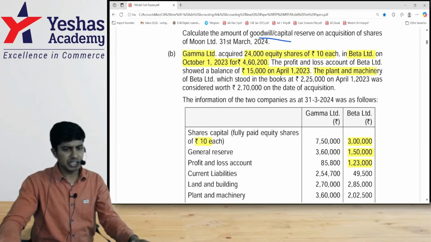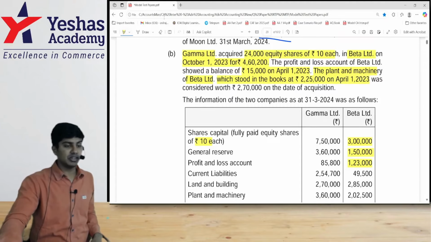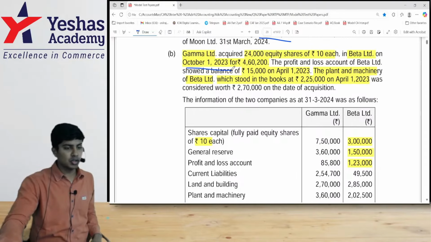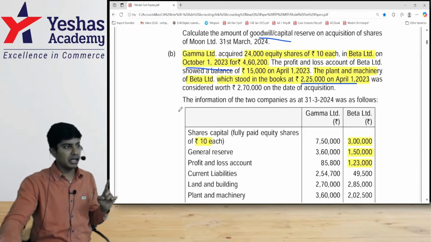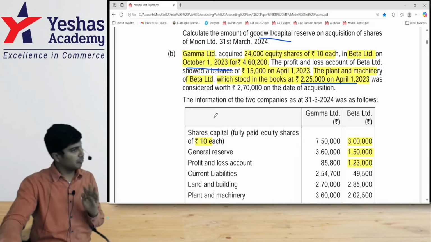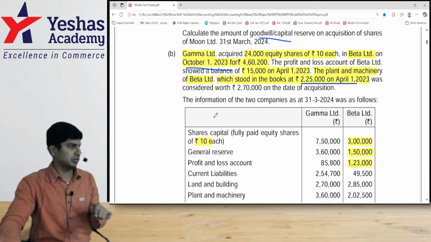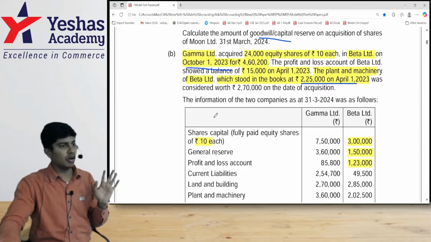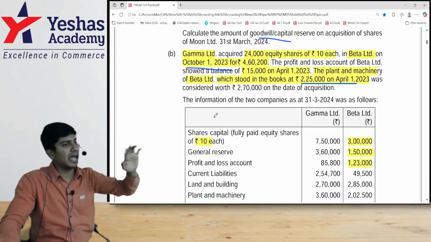The plant and machinery of Beta, which stood in the books at 2,25,000 on 1st of April 2023. When did we acquire the shares of the company? 1st of October. On what date has the value been given? 1st of April. Will I revalue 2,25,000? No. 2,25,000 will be depreciated till 1st of October. You got what I'm trying to tell? And then I'll do the revaluation. I will not do revaluation at the beginning of the year. Revaluation will happen on the date of acquisition.